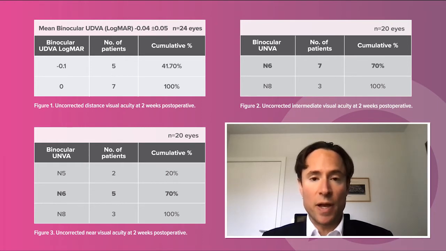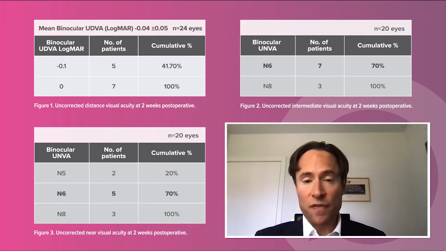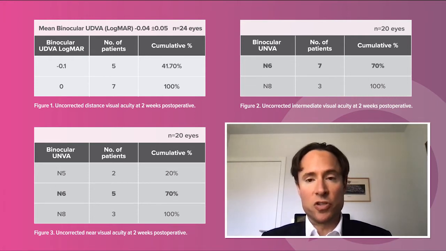And then intermediate, we're seeing the majority of patients, when it's done binocularly, are N8 or better, which is J5 or better. And then with a little bit of monovision offset or a little bit of minus target in the non-dominant eye, we can achieve higher numbers there. So 100% N8 or better, and a large number of patients can achieve N6 or even N5 or better, depending on how much monovision you target.